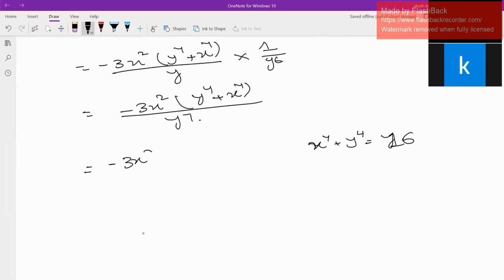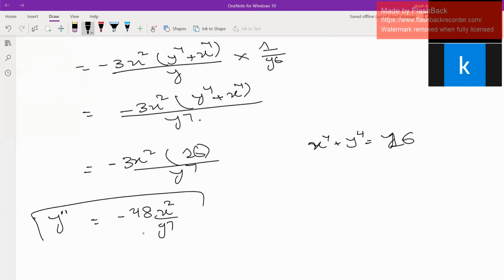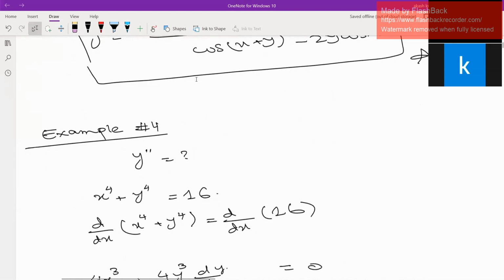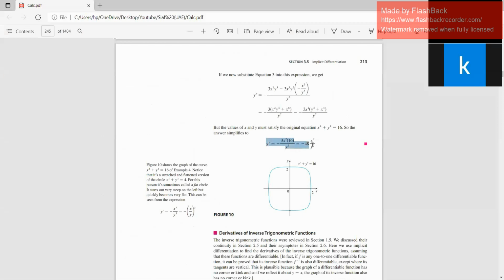So it's minus 3x squared times 16 divided by y raised to the power 7. So 3 into 16 is 48, x squared over y^7. And that is the double derivative of the function. Is it clear? Okay, let's go back to the book. So we have got this double derivative, which is minus 48x squared over y^7.